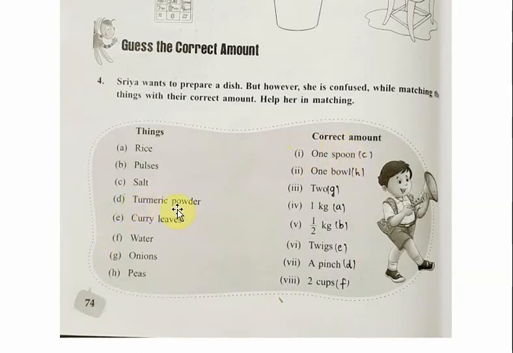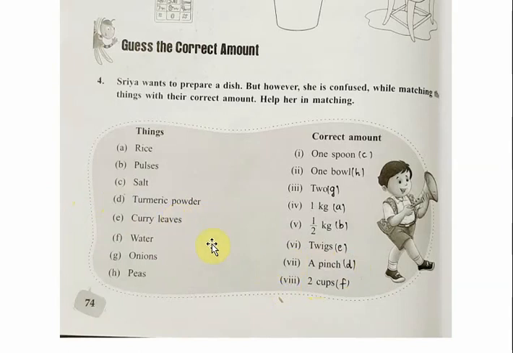Next one is turmeric powder. Usually a little amount of turmeric powder is used while preparing the dish. So what you have to match? You have to match to a pinch of turmeric powder given here. So how much turmeric powder should she use? She should use a pinch of turmeric powder. Then curry leaves. Curry leaves, only twigs. 1 or 2 twigs are needed. See here, twigs of curry leaves. You know what twigs of curry leaves are.